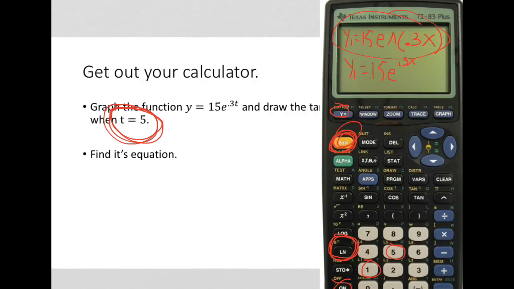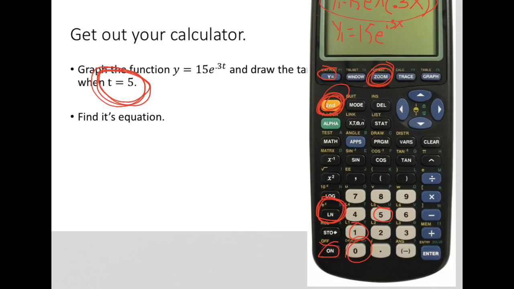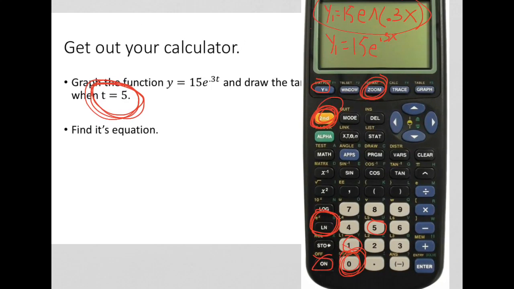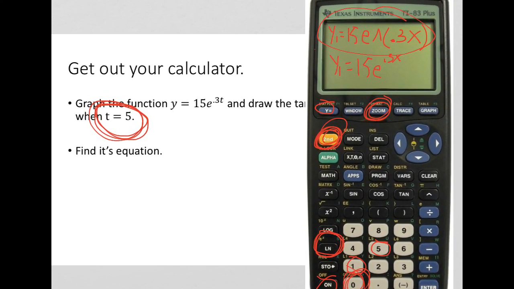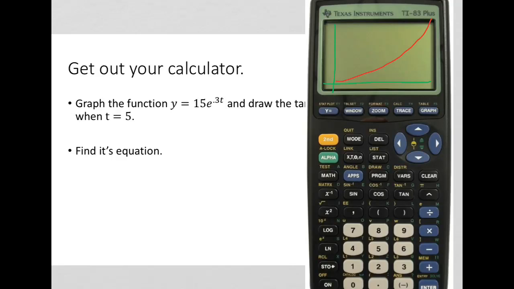Change your window again to 0 to 10 for your x values, since we're trying to find the tangent line when t equals 5. And then go to zoom and option number 0 for zoom fit, because that will adjust the y values of the window to the x values that you've specified for this function. So if you did that correctly, you should end up with a function that looks like that, fitting perfectly into your viewing window.